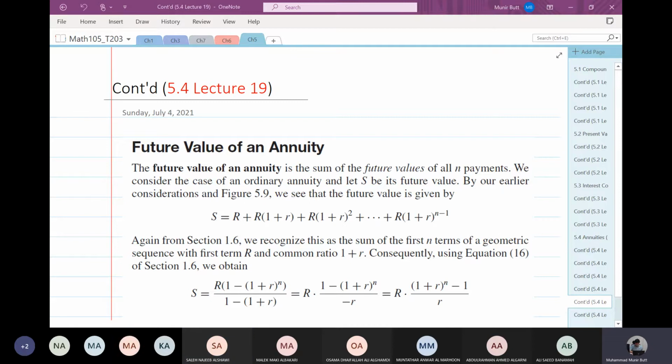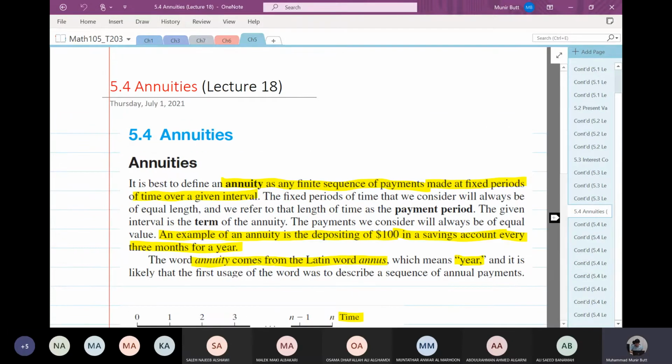So today the objective of our class is to continue that we are talking about the annuities. So here today we see what is the future value of the annuity. If you remember in the last class, we have seen what is the annuity? Annuity is a sequence of finite payments that we do for a fixed period of time.